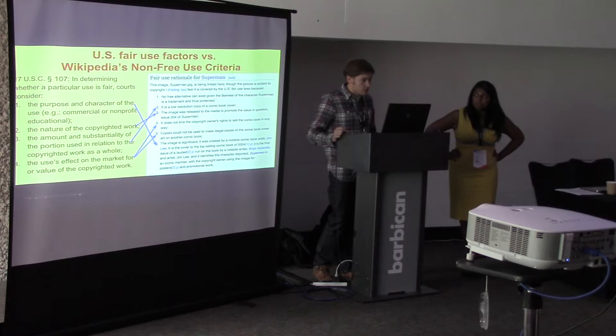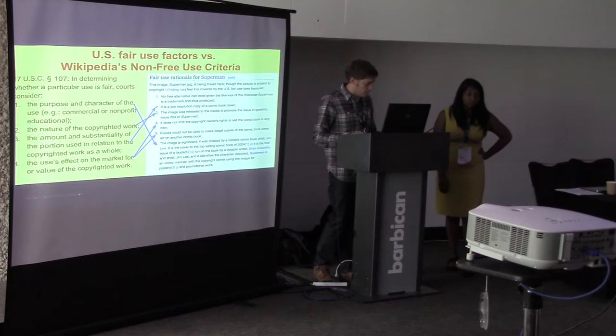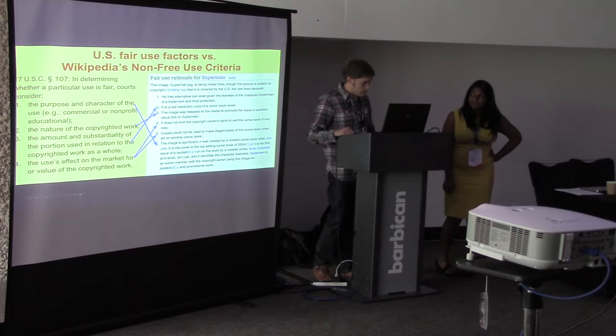Fair use rationale for the Superman image include the fact that there's no free alternative for the likeness of the character Superman. He's protected by trademark. We'll discuss that later. It's also a low-resolution version of the comic book cover. It's not a full comic book. It's no supplement for issue number 204 of Superman. It doesn't limit the copyright owner's ability to license it for other covers.